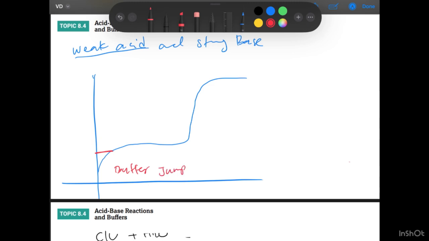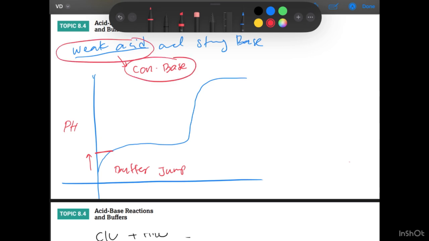The buffer jump: since we're dealing with a weak acid, the weak acid produces a conjugate base, and as a result of the conjugate base, since it's basic, there will be a little jump in the pH, since the y-axis reads the pH. Keep in mind, as we add a weak acid, it will keep producing conjugate base, and that's why the pH at equivalence is going to be greater than 7, because of the conjugate base produced from the weak acid.